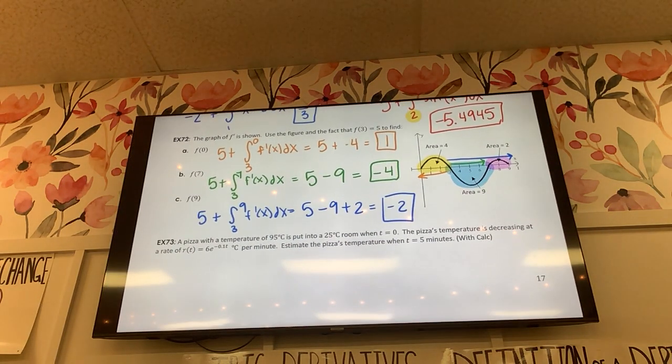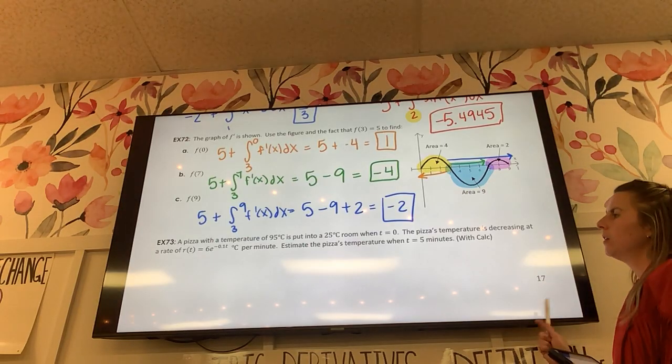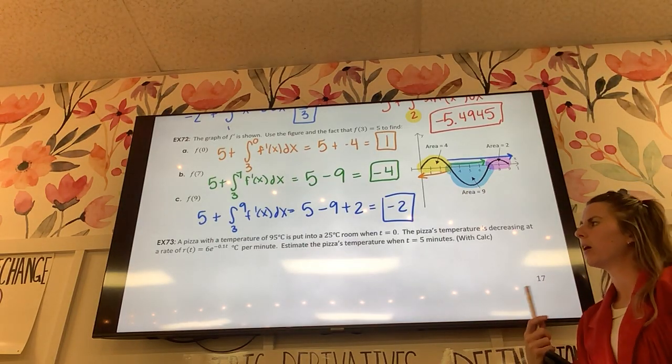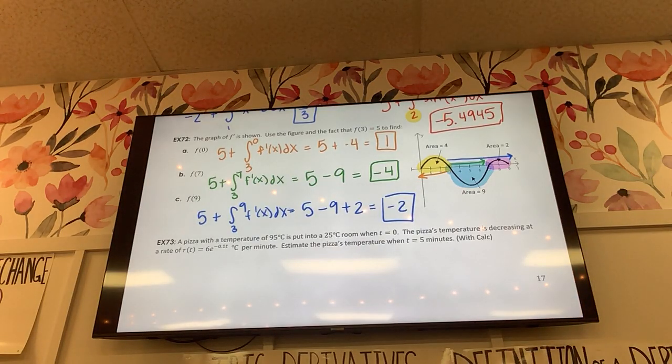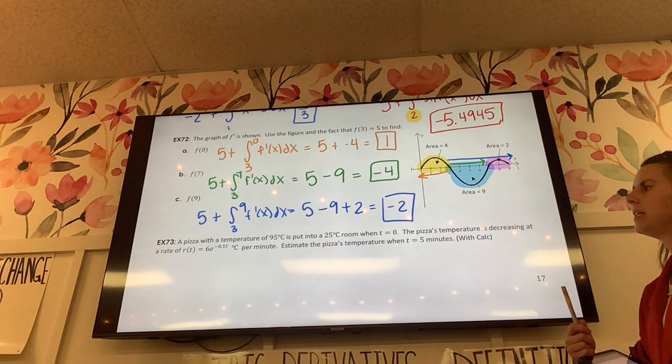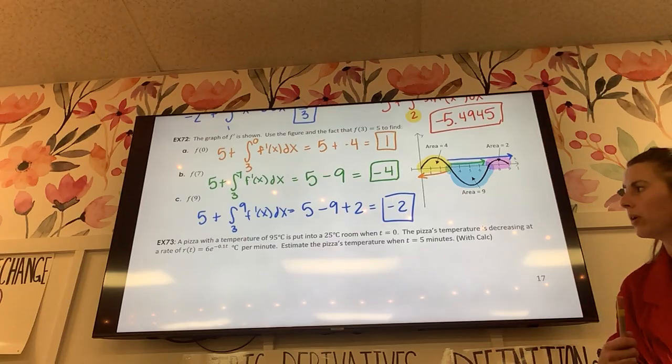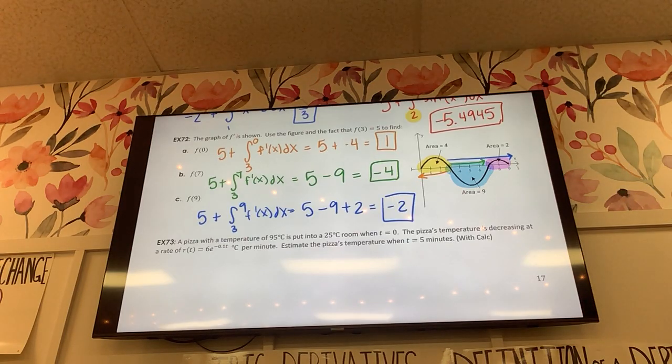All right, and so then my last example here, I think this was a former question on the free response part. It says a pizza with a temperature of 95 degrees Celsius is put into a 25 degrees Celsius room when T equals 0. The pizza's temperature is decreasing at a rate of R of T equals 6e to the negative 0.1 T degrees Celsius per minute. Estimate the pizza's temperature when T equals 5.